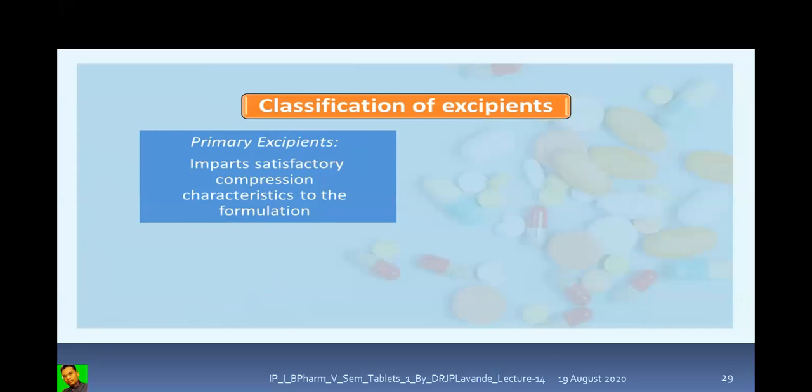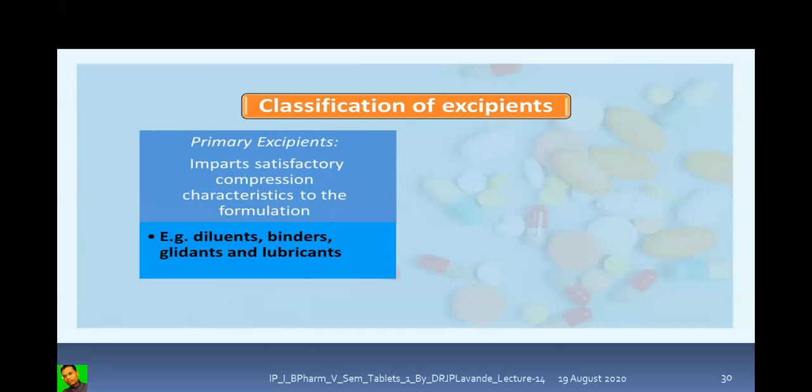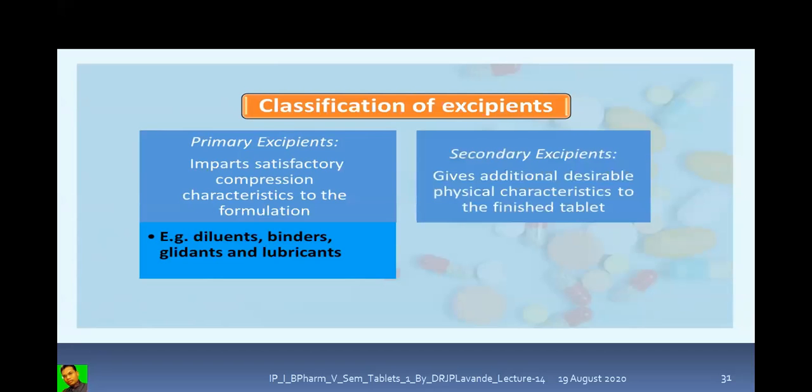The excipients are classified as primary excipients and secondary excipients. Now, what are primary excipients? Primary excipients impart satisfactory compression characteristics to the formulation. So the excipient which plays an important role, or which offers the compression properties to the particular formulation, is said to be a primary excipient. And what are the examples? The various examples are the diluents, binders, glidants, and the lubricants.